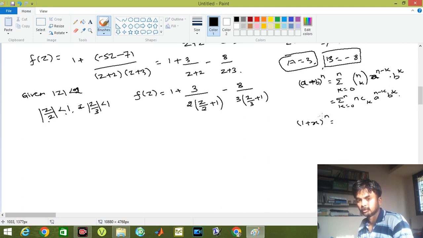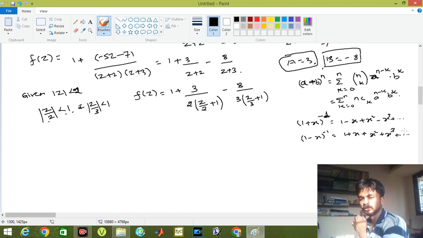See what I can do. I put (1 + x) whole power minus 1. The expansion is 1 minus x plus x square minus x cube plus etc. If I take (1 - x) whole power minus 1, it will become 1 plus x plus x square plus x cube plus etc. So all these expansions arise because of this original formula.